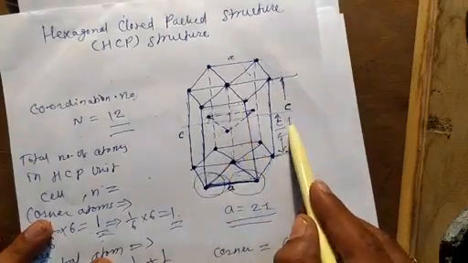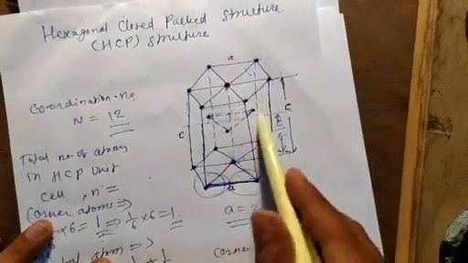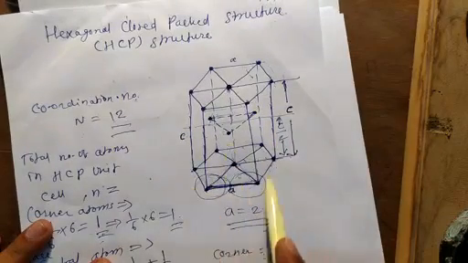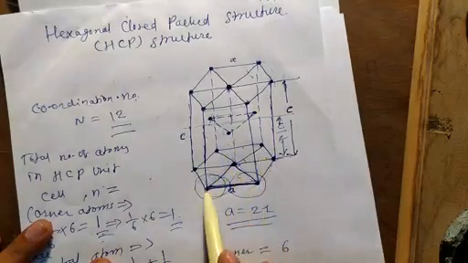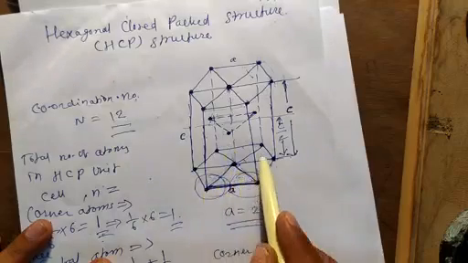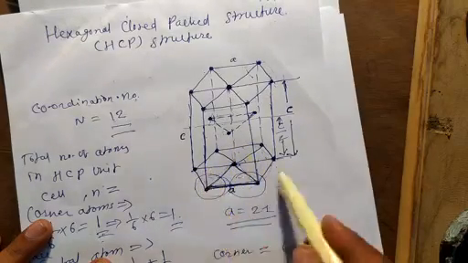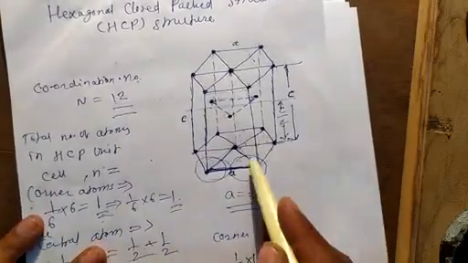Height is C. That will be the volume of this unit cell. Now to calculate the area of the base, we have to just calculate the area of this triangle. If we calculate the area of the triangle, we just multiply by 6. There are 6 triangles, therefore we multiply by 6 and get the area of this base.